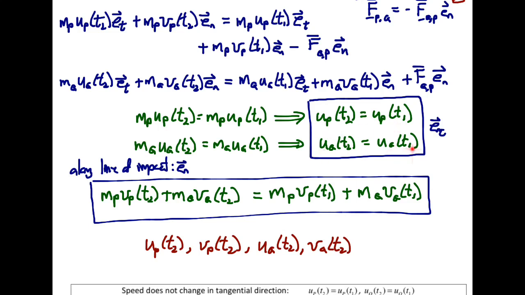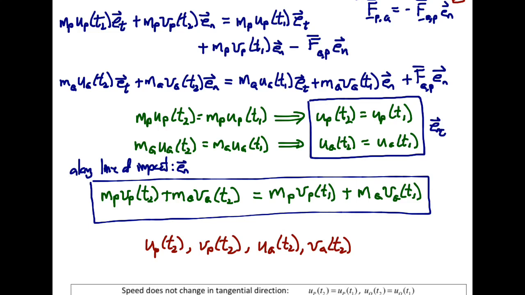Now we've got 4 unknowns, and we've developed 3 equations to do this. We've got these in the tangential direction, which tend to be trivial, so we can mark off our U sub P and our U sub Q pretty quickly. But for our V sub P and our V sub Q, we only have one more equation to use. So we have 4 unknowns, we have 3 equations, and so with these 3 equations that we've taken from conservation of linear momentum, we still need one more.